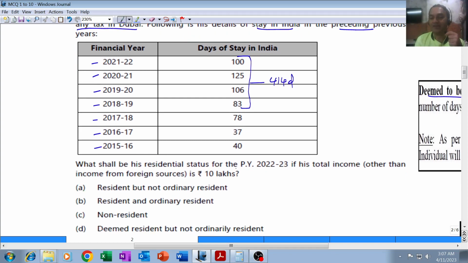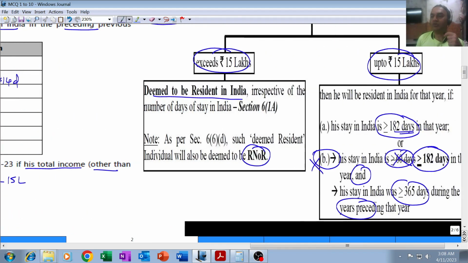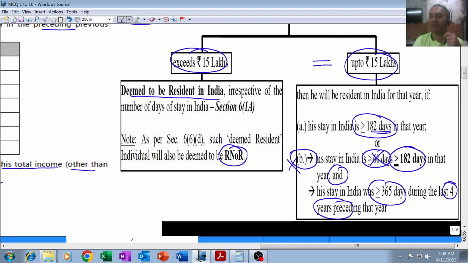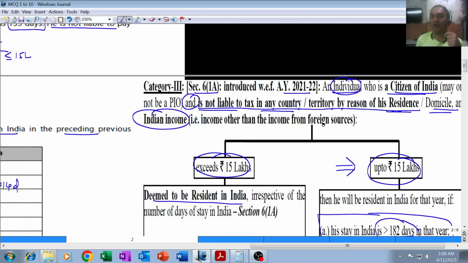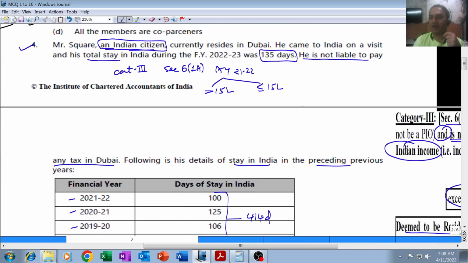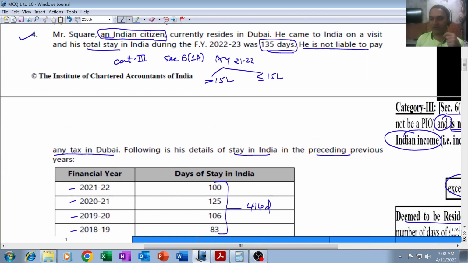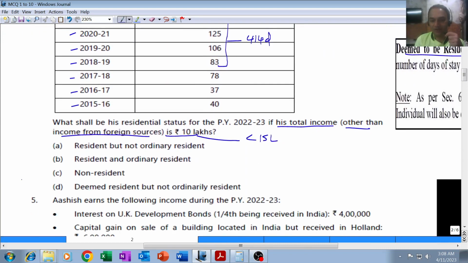What will be his residential status for previous year 22-23 if his total income other than income from foreign sources, that means Indian income, is 10 lakh. If Indian income is 10 lakh, that means it is less than 15 lakh. Less than 15 lakh, then which situation will be applicable? He will be governed by this situation up to 15 lakh. First basic condition fulfilled, he will be resident, otherwise he will be non-resident. And how many days he was present in India for? 135 days. That means he will be non-resident. Our answer is C, non-resident.